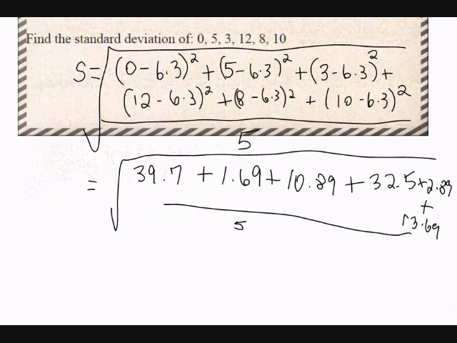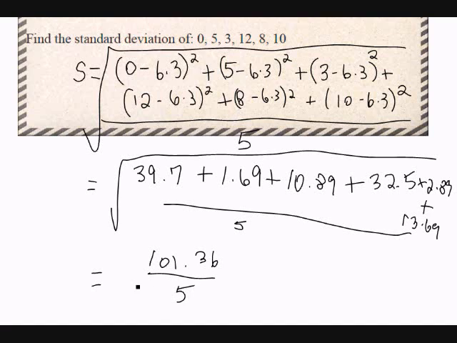We're going here. All right, I got 39.7 plus 1.69 plus 10.89 plus 32.5 plus 2.89 plus 13.69. You got it? Cool. All right, this is 101.36 divided by 5, square root of about 20.